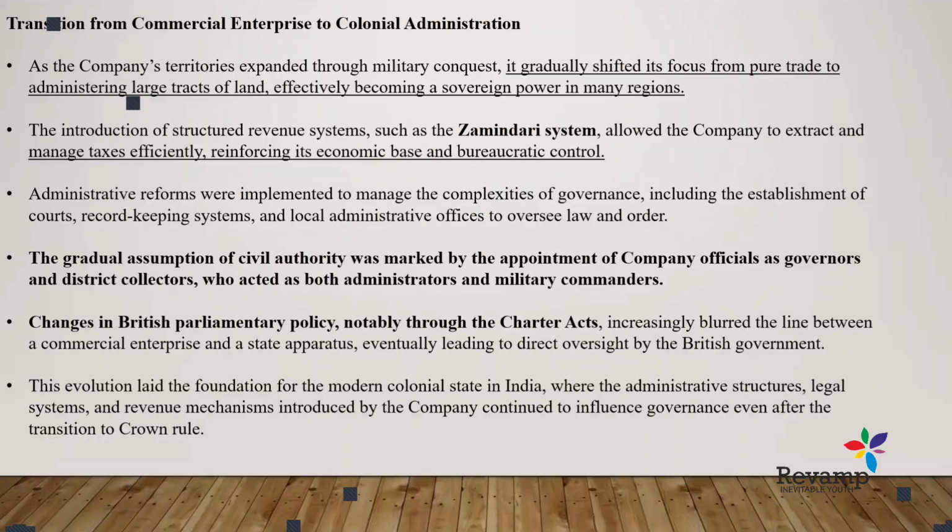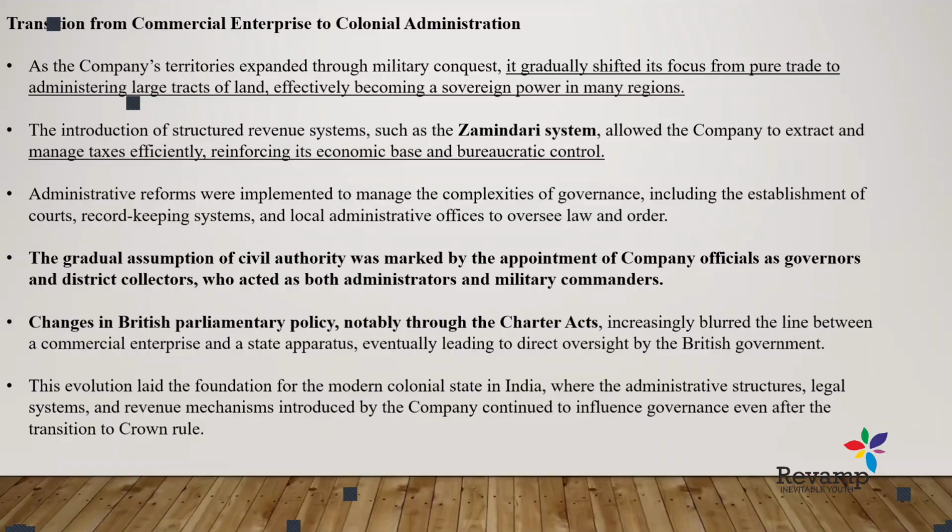The gradual assumption of civil authority was marked by the appointment of company officials as governors. After this gradual assumption of colonial administration, they appointed many officials such as governors, district collectors, as well as military commanders in India, through which they built what we can term a well-organized administrative system. As we saw in the previous classes, we talked about the powers of the Governor General and Viceroy, right? They were the byproducts of these appointments of the company officials.